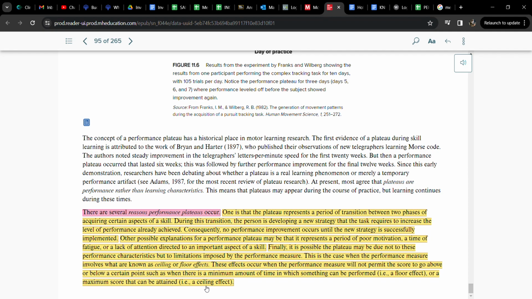So take that into consideration when you're measuring and using outcome measures, which is something we talked about way back early in the semester. So that is the end of chapter 11. We will see you for chapter 12.